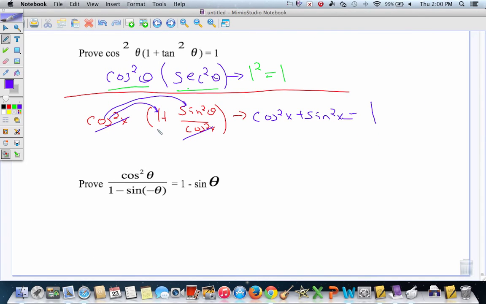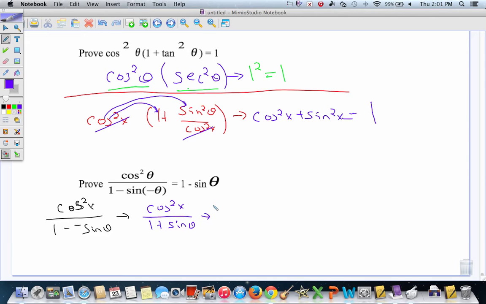We have cosine squared over 1 minus sine of negative theta equals 1 minus sine theta. Starting out, go step by step. I'll leave the cosine squared as it is. I'm going to get rid of that negative angle. Again, I'll go piece by piece with this, but you can see that sine of negative theta is negative sine of theta, which I've written down here. Or a step further, cosine squared over 1 plus sine theta.